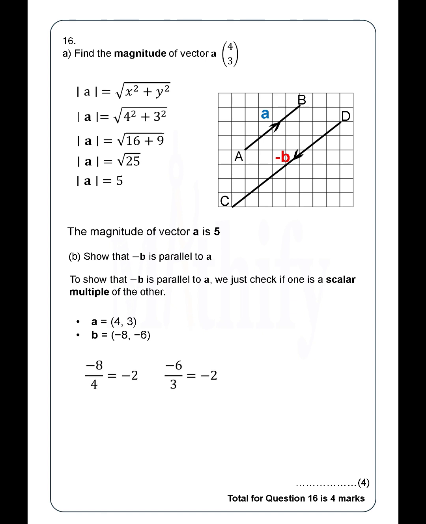So we need to work out the scale factor between them. Minus 8 divided by 4 is equal to minus 2. Minus 6 divided by 3 is equal to minus 2. So they're equal to each other. Therefore, minus b is equal to 2a, which means that minus b is parallel to a.